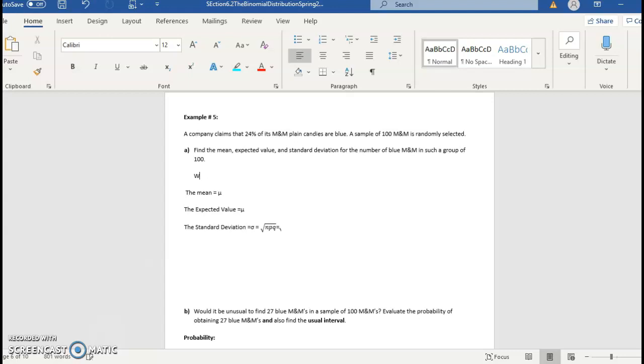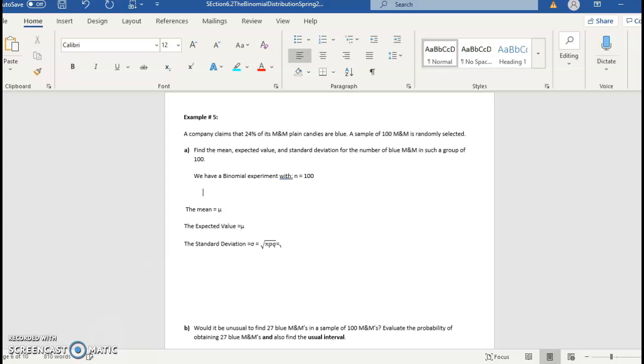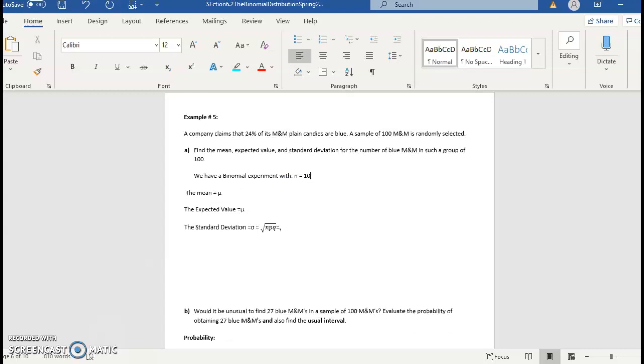So in this case, we have a binomial experiment with the following parameters. n is equal to 100, since you have a total of 100 trials. Now, to evaluate parts of the binomial formula, you're going to have p. p is given as the probability of a success. For this problem, the probability of success is the chance that you get a blue M&M, so it's going to be 0.24.